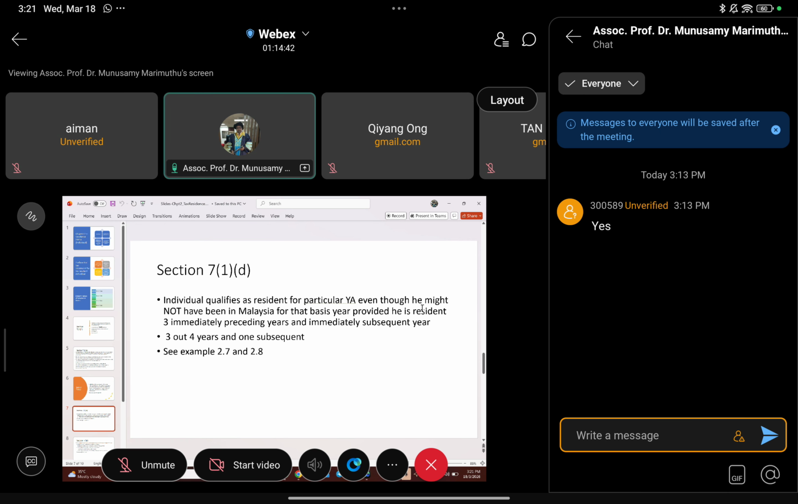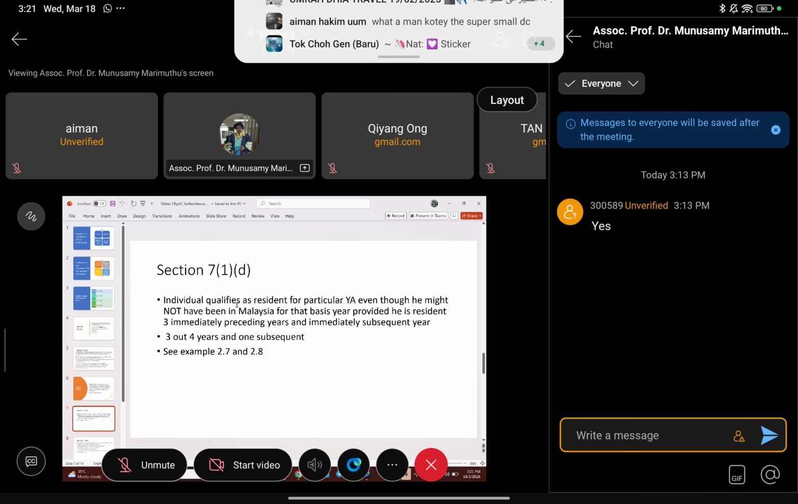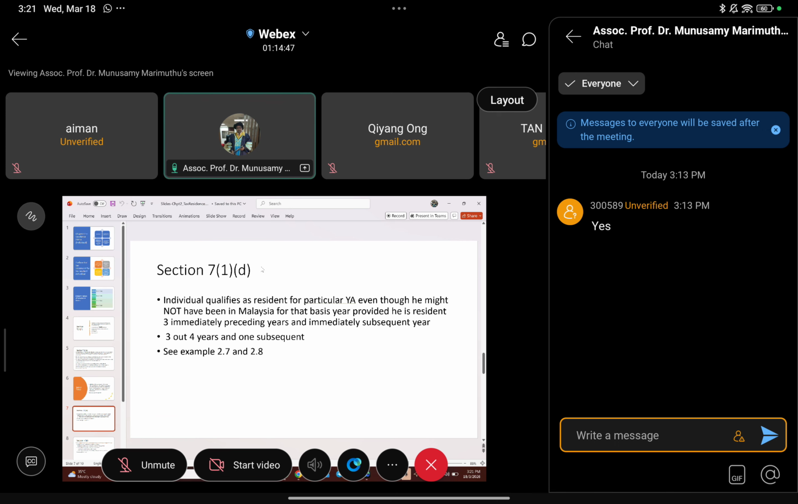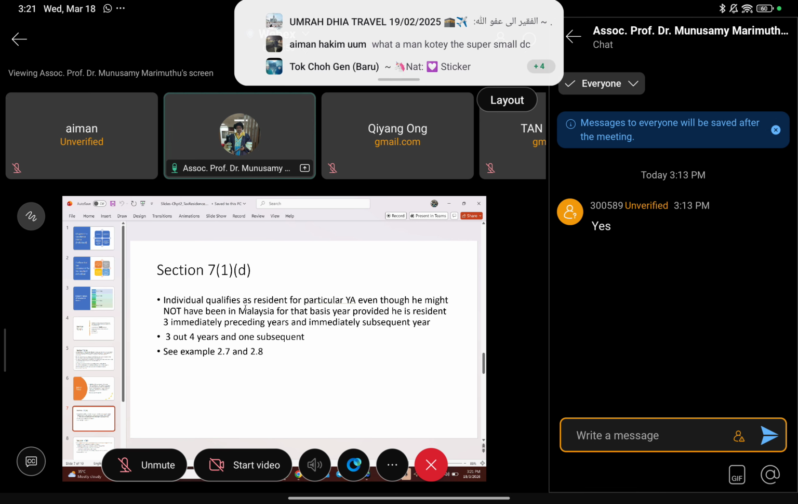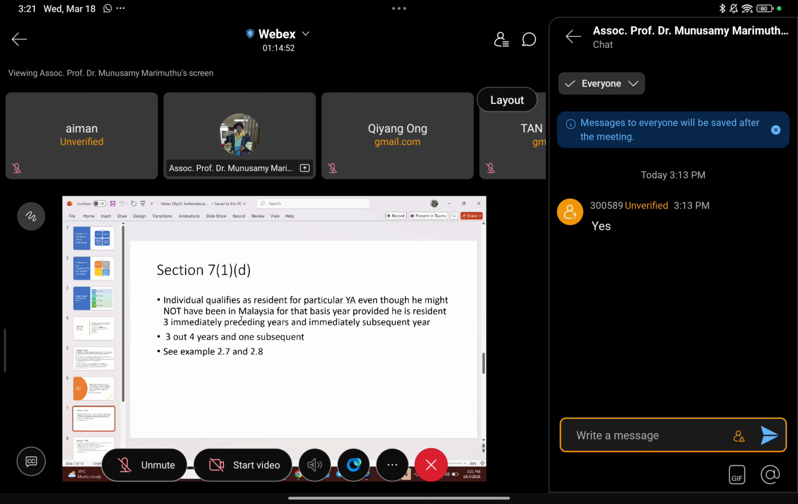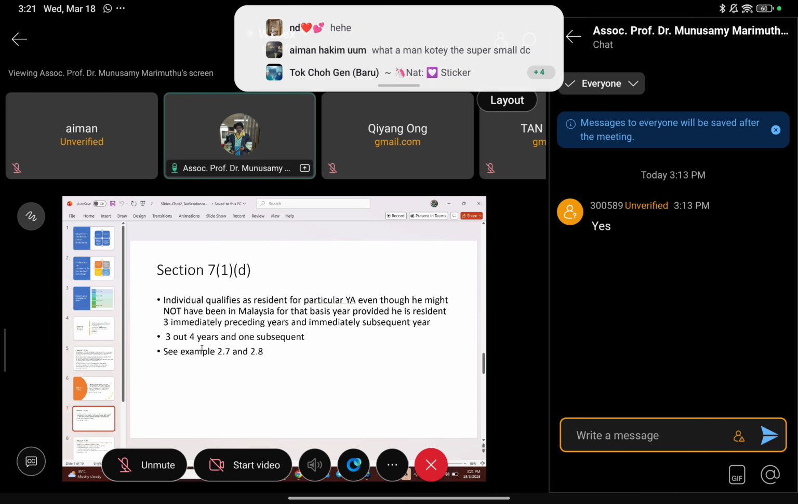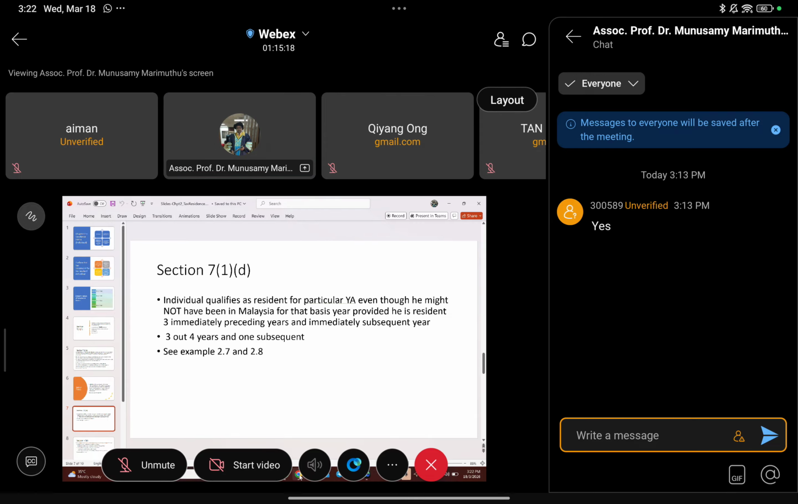So he can become a resident. In the year in question he's not in Malaysia, but he can be a resident if 3 years before and 1 after he's a resident. Not 90 days. Resident means SAN 1A or SAN 1C also counts as resident. So look at this: 3 out of 4 and 1 subsequent. Very simple here. Okay, let's see the examples here.